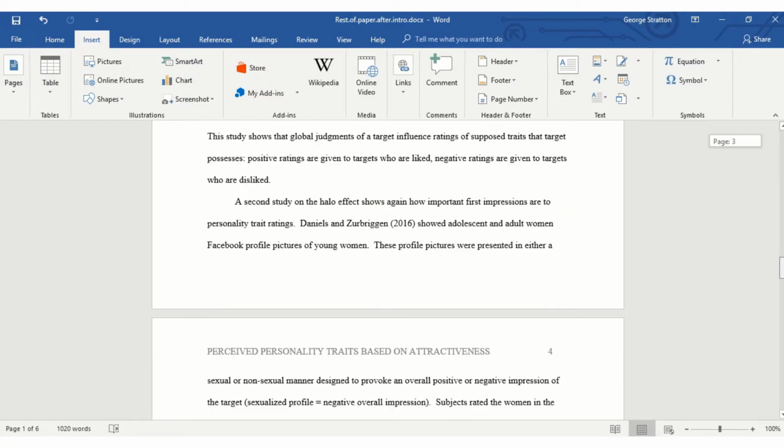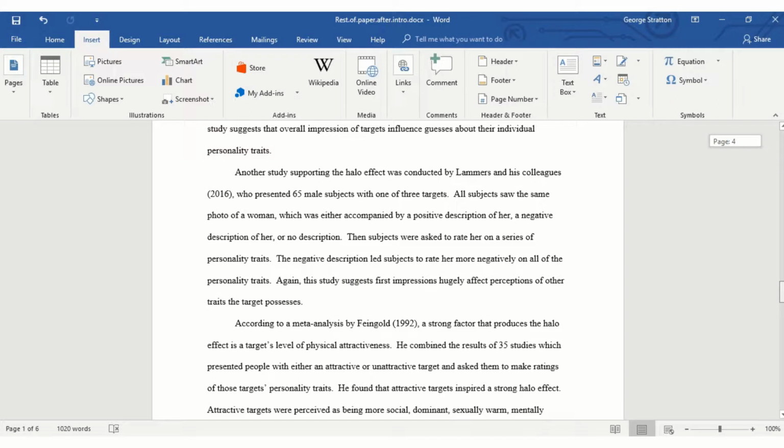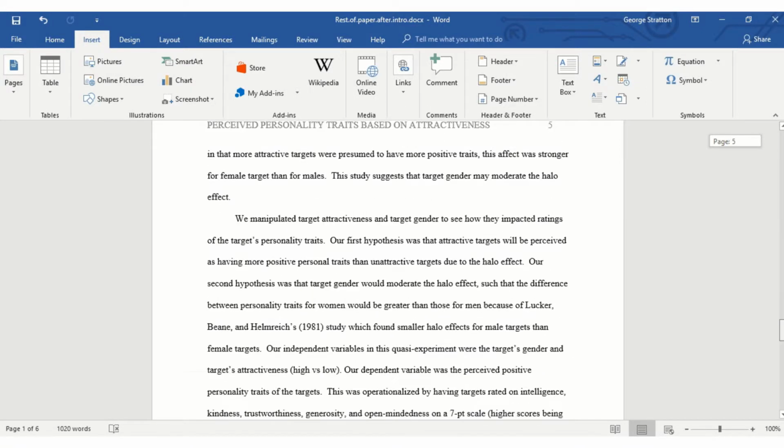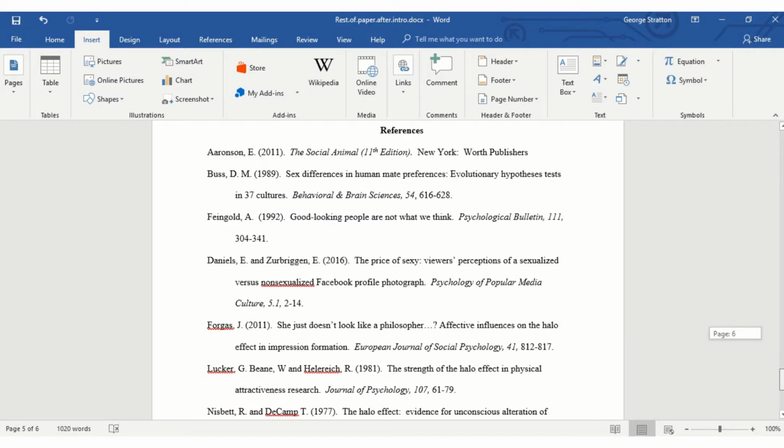Paragraphs 2 through 6 are going to each describe a different scholarly research study on your topic, saying who was in the study, what was done, what was found, and then explicitly stating what that means for your study. And then a description of your study at the end with the hypotheses, the rationale for your hypotheses, and the dependent variable with an operationalization for that dependent variable. And then on the last page, you'll have your references.